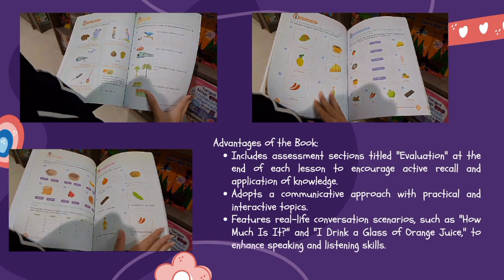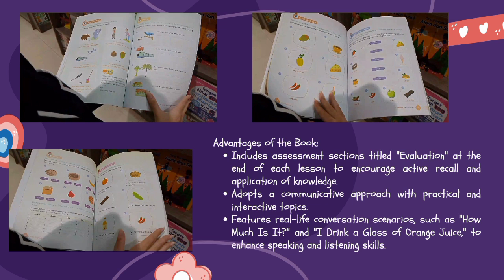In the method and strategy for assessment, each lesson in the book concludes with an evaluation section. These assessments are designed to encourage students to actively recall and apply what they have learned. This is an effective strategy because it helps reinforce the concepts in the lesson and allows students to assess their own understanding. The evaluation sections also encourage active engagement with the content, which is crucial for language retention.